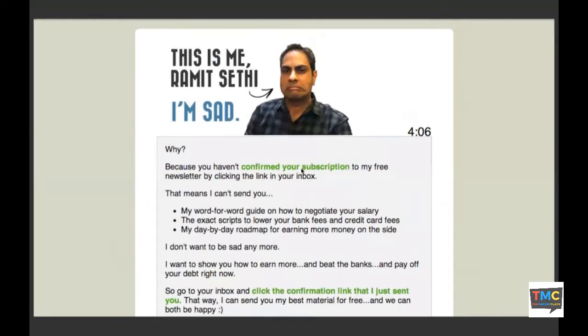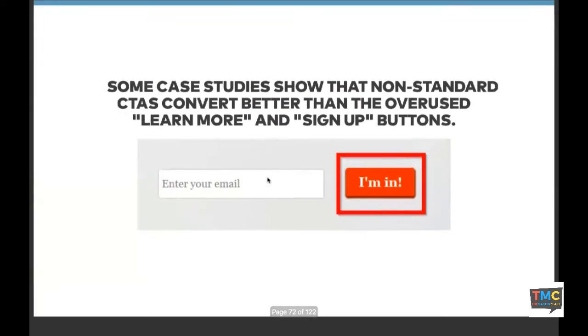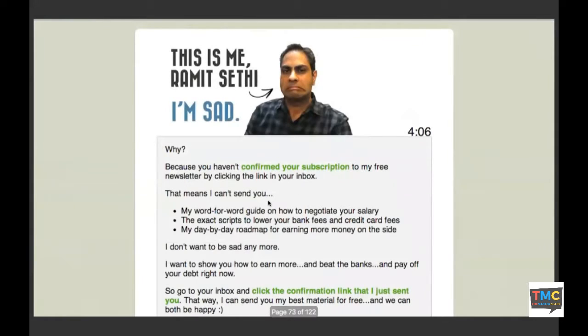However, it says I am sad because you haven't confirmed your subscription to my free newsletter by clicking the link in your inbox. So what happened here is that the email has gone out for verification on the email address provided, and the individual has not confirmed or verified the email address. That means I can't send you anything. So there is a little emotional message here.